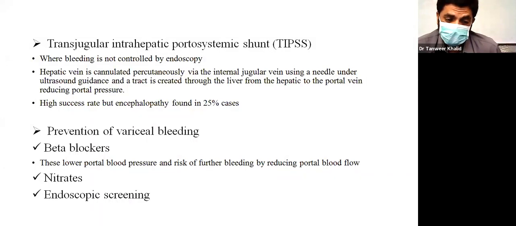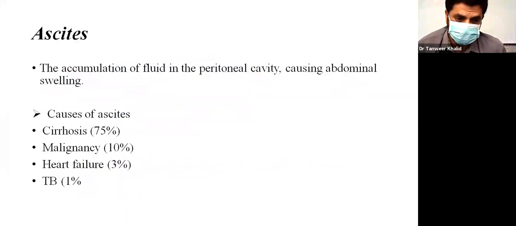So endoscopic screening means the further endoscopies done after the initial endoscopy, and there is a protocol for it. If there are large varices, we repeat after every 2 to 4 weeks. If there are medium varices, we repeat after 3 to 6 months. If there are small varices in the early endoscopy, then we repeat after 1 year, and repeatedly in the same manner.